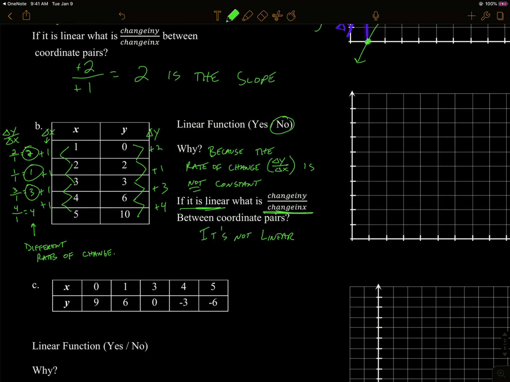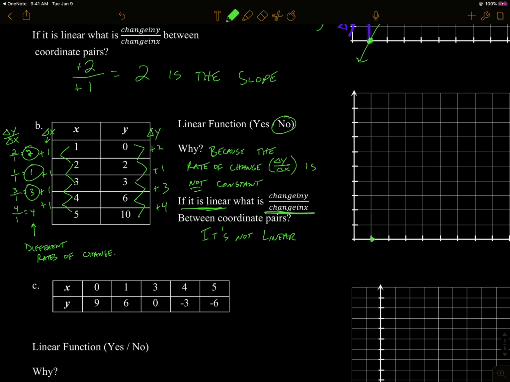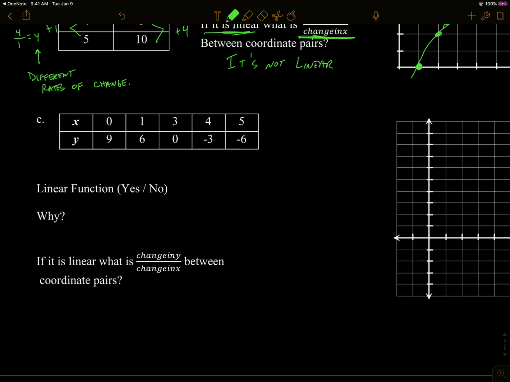Now they want us to graph this thing. So let's see what it looks like. 1, 0 is right there. 2, 2 is right there. 3, 3 here. So we can already see it's not a straight line. 4, 6. 5, 10. Definitely not a straight line, right? It kind of does this, kind of curves a little, then curves back up that way. Not a straight line. So it's not a linear function.